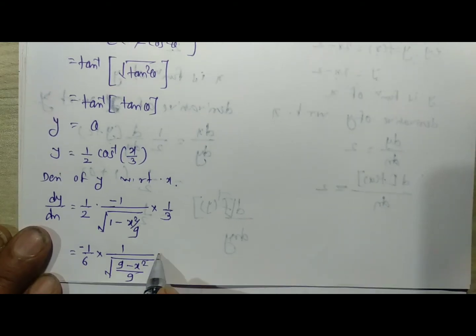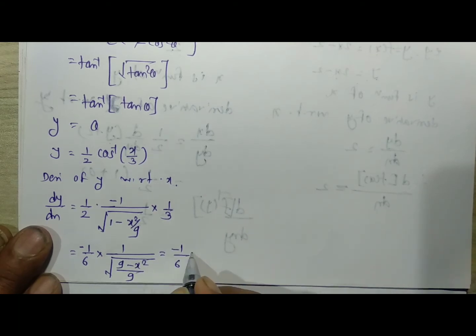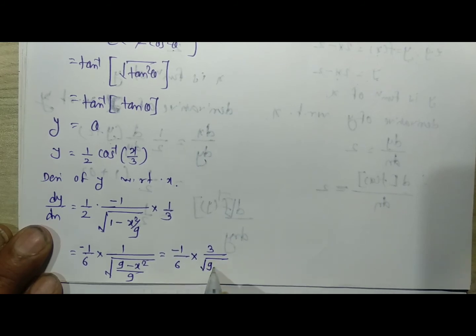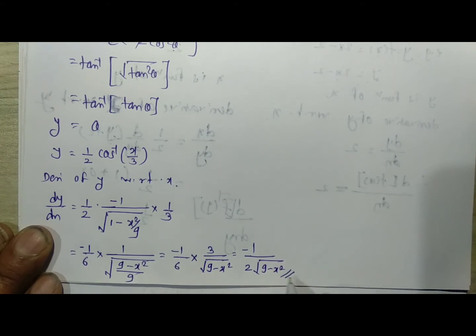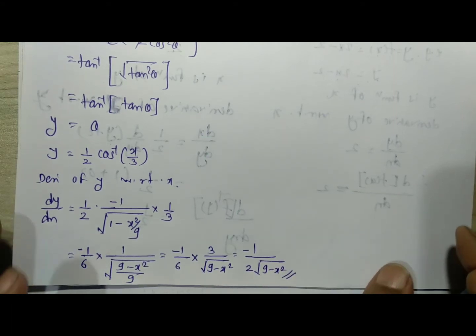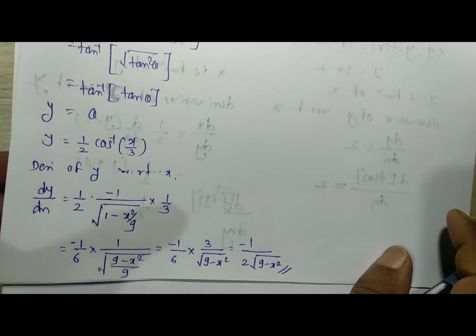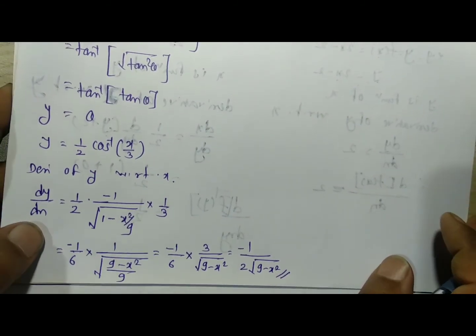9 minus x square divided by 9, and the root of 9 is nothing but 3, and therefore minus 1 divided by 6 into 3 divided by square root of 9 minus x square, and you have to cancel the 3's from here. You will get minus 1 divided by 2 into square root of 9 minus x square, and this is the derivative of that expression.